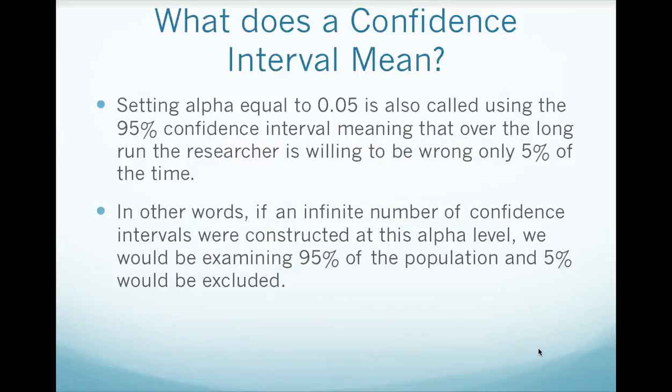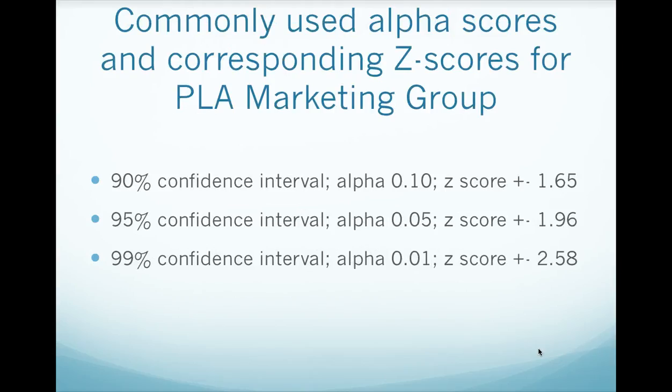In other words, if an infinite number of confidence intervals were constructed at this alpha level, we would be examining 95% of the population and 5% would be excluded.